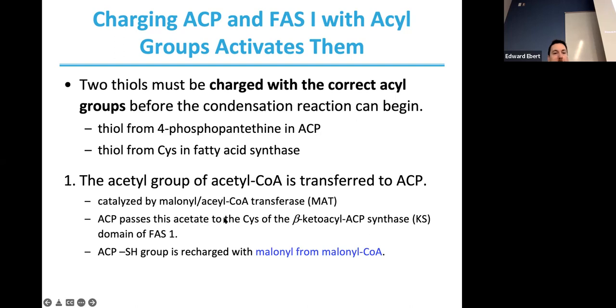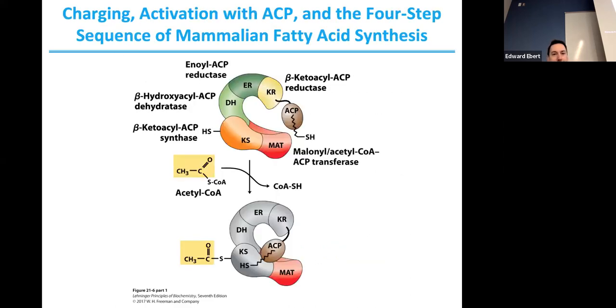And of course, our ACP sulfhydryl group gets recharged with malonyl from malonyl-CoA. Once we have our long chain, I kind of like this picture because I think it shows our steps as we go through this reaction and bind our components. Here's our keto reductase with our malonyl-CoA, and we can see these interact to give us this binding. I think this is one of those things where you have to stare at it a little bit and figure out what it's telling you.